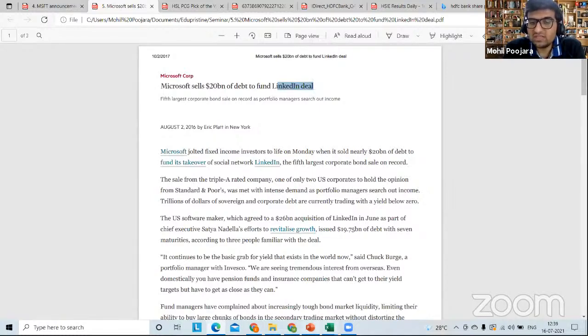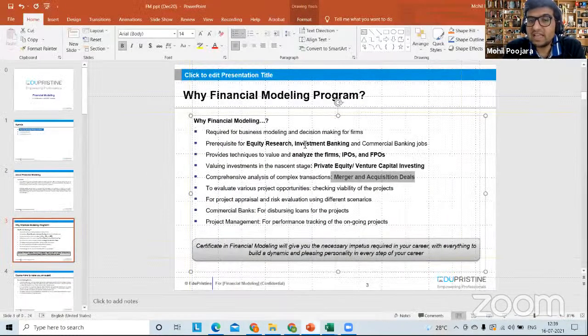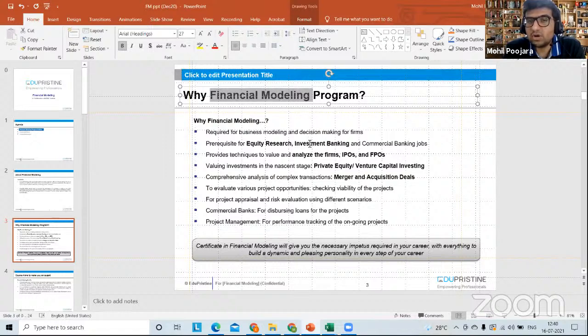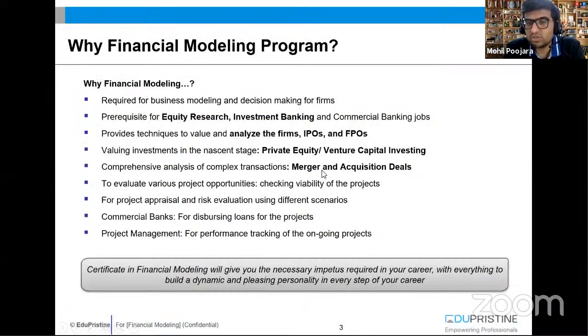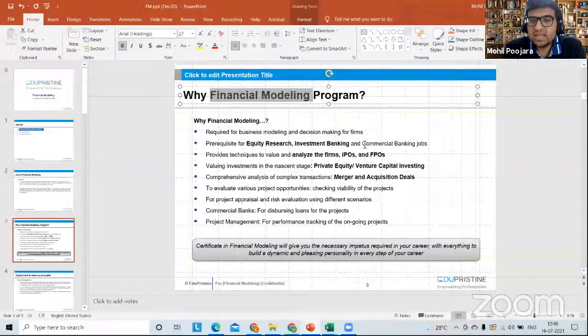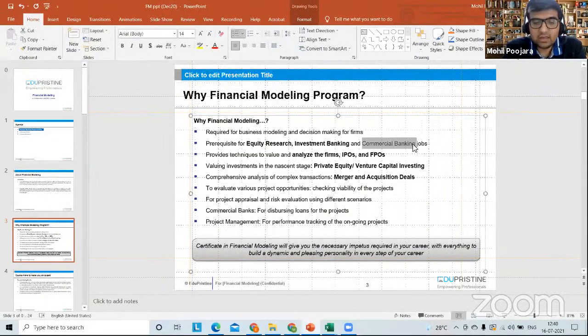So all of these decisions are something that investment banking companies help take. And they help with such merger and acquisition deals and the structure of the deals and all of that. So financial modeling, again, like the model I showed, there's another model that goes behind merger and acquisition. So that's something that is also very important. Financial modeling is important over there also. The third area is commercial banking.